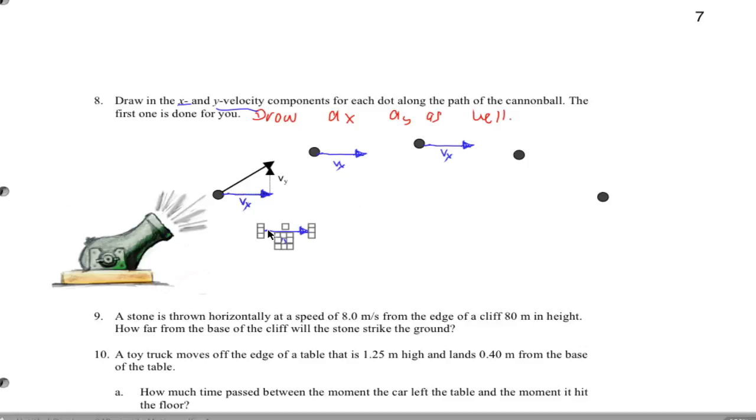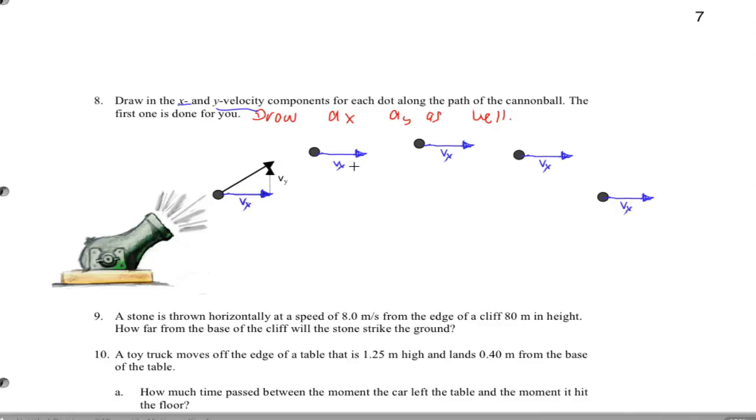This is really what's happening with this whole Vx thing: it absolutely does not change at all as the cannonball goes through the air. So this is just wonderful. That's Vx. Okay. Now for Vy.